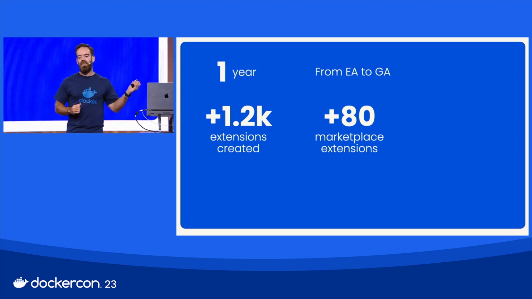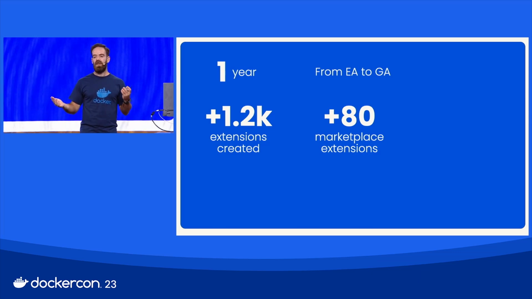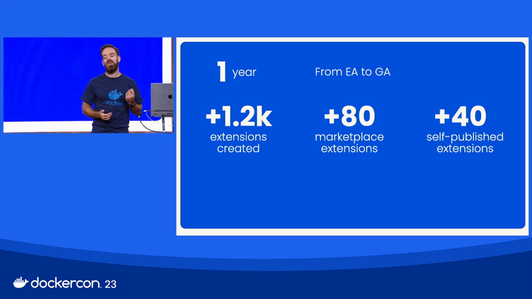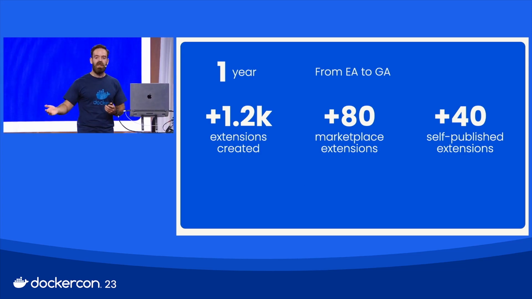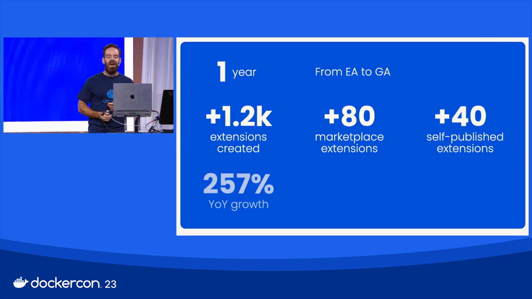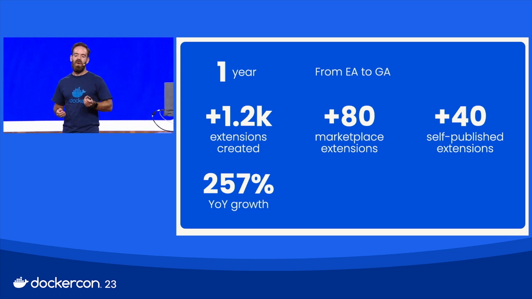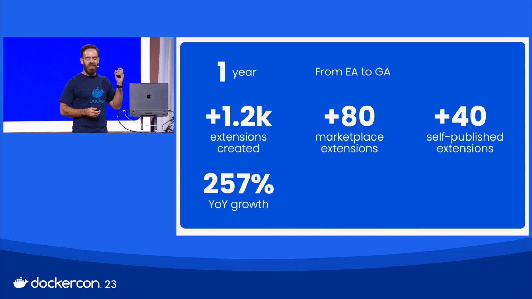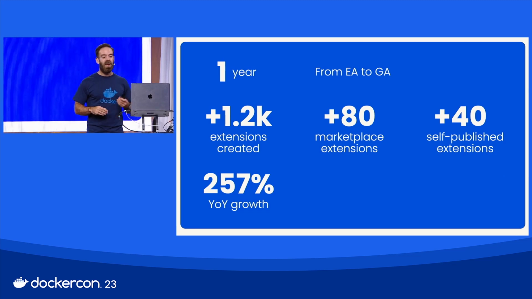If you remember, I said before another way of publishing extension was faster. We call it the self-publish process. With this process, more than 40 extensions got published since we released that feature, which is pretty awesome. We listened to that feedback, we released it, and you use it, and we love it. And what I think is great is if we measure the growth year over year that we've had, we have more than 257% year over year growth, which is pretty amazing.